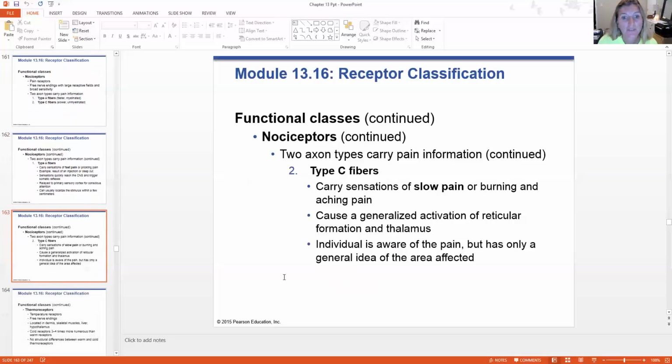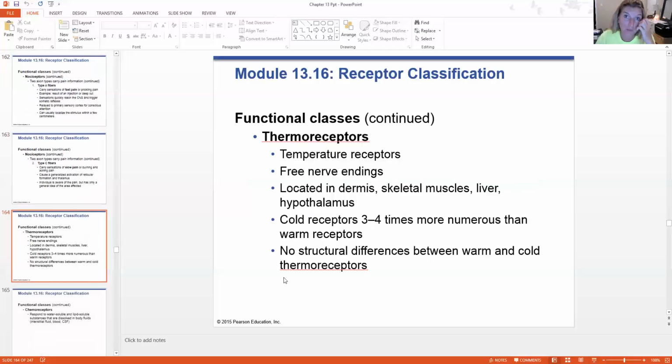Type C fibers are slow, aching, burning pain. This is a belly ache, a back ache, right? This is a cramp. It's generalized pain. You're aware of the pain, but you can't really pinpoint, oh, it's right here, right? It's this whole area hurts. That's type C pain.